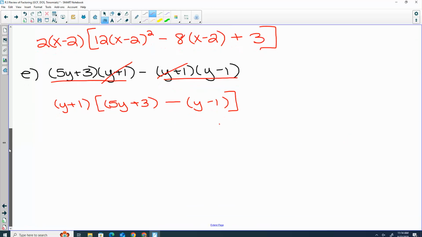Let's say I told you to keep simplifying this. We can get a better answer. What would you do with that negative? Then if I combine like terms, we're just basically cleaning up inside this bracket at the moment. So 5y minus y would be 4y, 3 plus 1 is 4. Am I done? Is there anything else we can do?